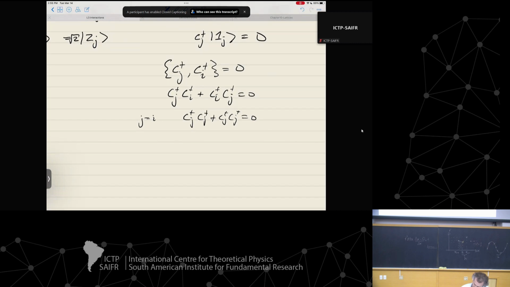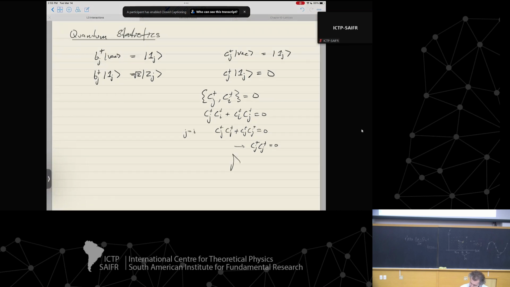These are the same things, right? So once I go to the same site, it must be that applying this creation operator twice just gives you 0. Otherwise, you're not obeying the anti-commutation rules of the operators. So this is how you get to the Pauli exclusion principle: you can't have two particles occupy the same quantum state if they're fermions.